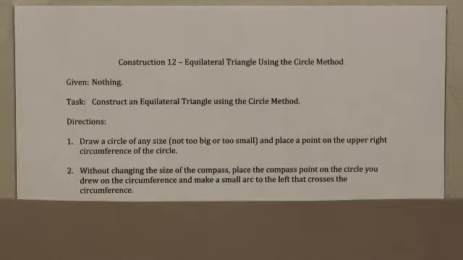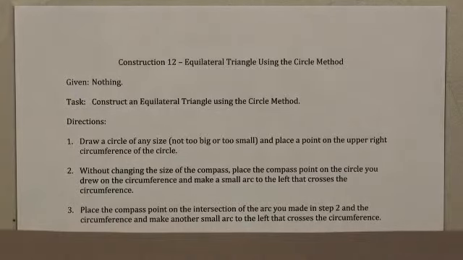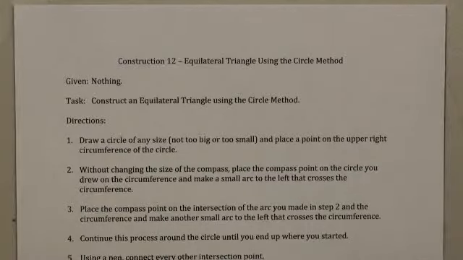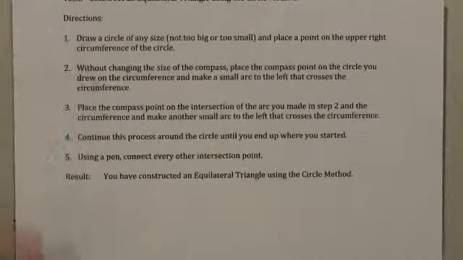Step 2. Without changing the size of the compass, place the compass point on the circle you drew on the circumference and make a small arc to the left that crosses the circumference. Step 3. Place the compass point on the intersection of the arc you made in step 2 and the circumference, and make another small arc to the left that crosses the circumference. Step 4. Continue this process around the circle until you end up where you started. Step 5, using a pen, connect every other intersection point. The result will be that you have constructed an equilateral triangle using the circle method. Whoops, there's step 5 and the result.